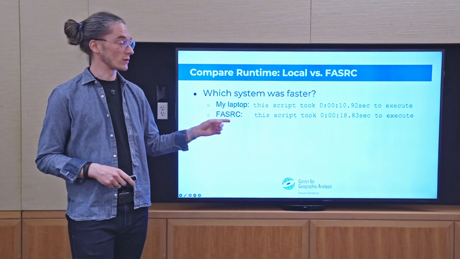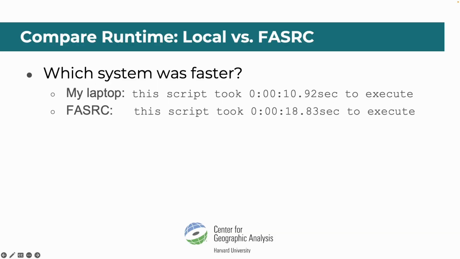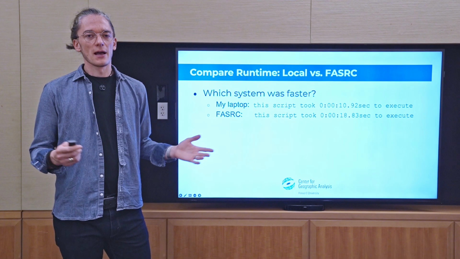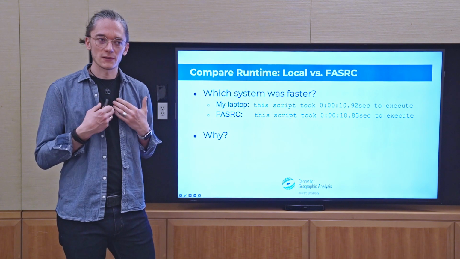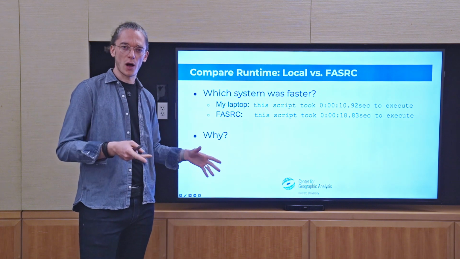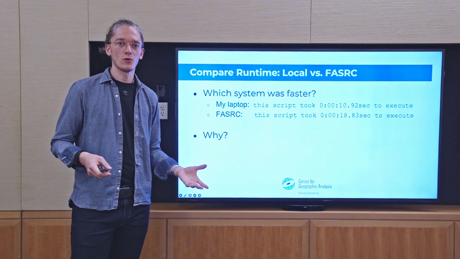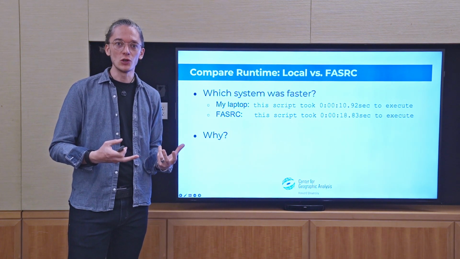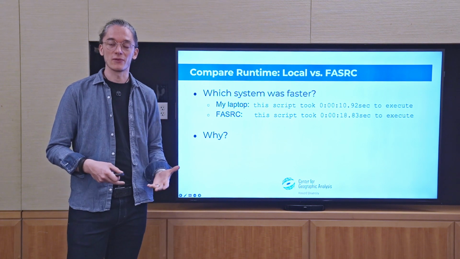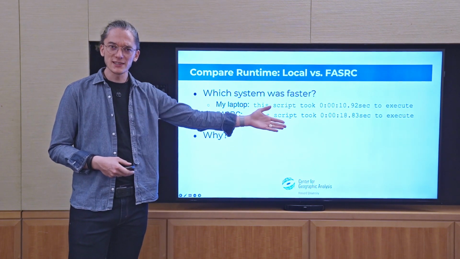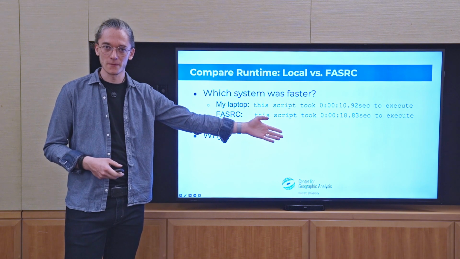In my case, it was like that. On my laptop, my script took 10 to 11 seconds to execute, and the same script on the FASRC took close to 19 seconds. Why is that? I was thinking that the FASRC is such a powerful network of computers, such a mighty system to use, and so valuable, especially if it's performance critical. Why is it slower? That can't be true.